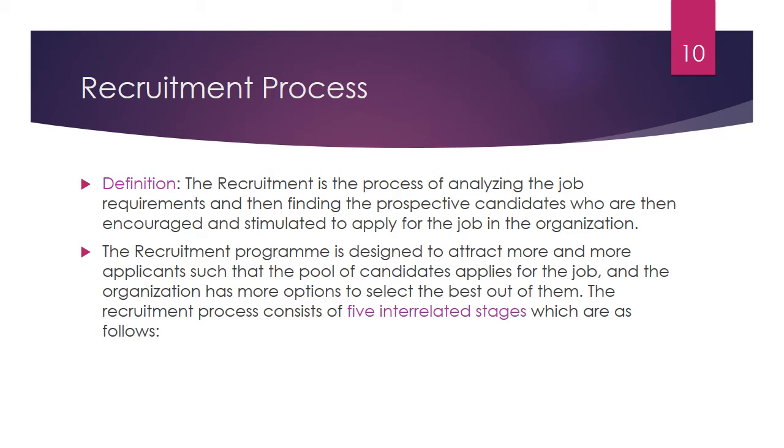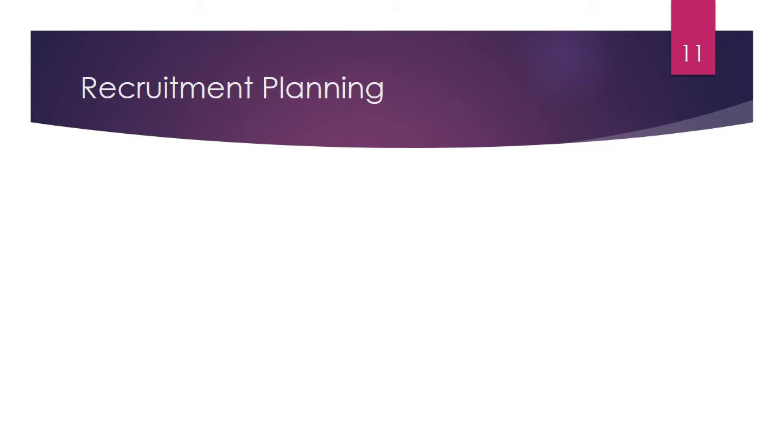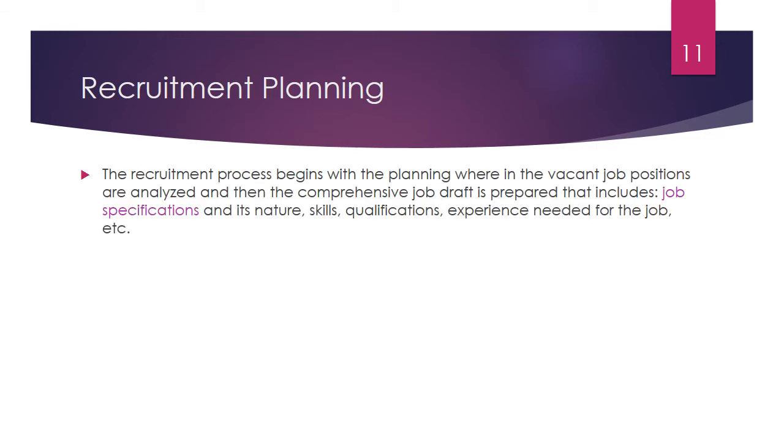The recruitment process consists of 5 interrelated stages, which are as follows. The first one is recruitment planning. The recruitment process begins with the planning, wherein the vacant job positions are analyzed and then a comprehensive job draft is prepared that includes job specifications and their nature, skills required, qualifications, experience needed for the job, etc.